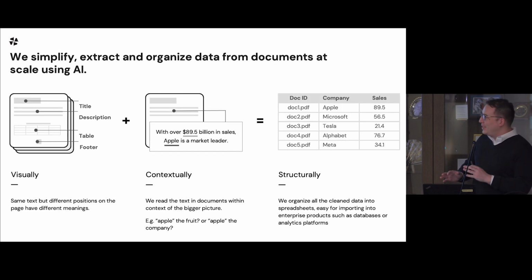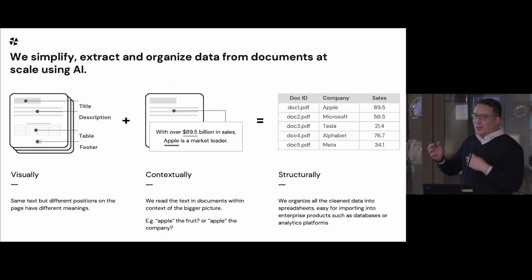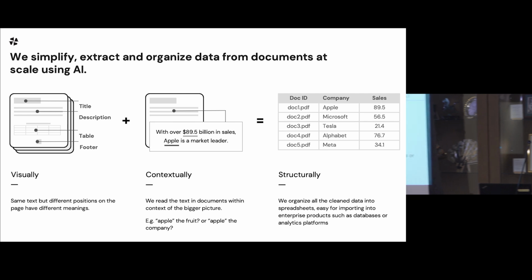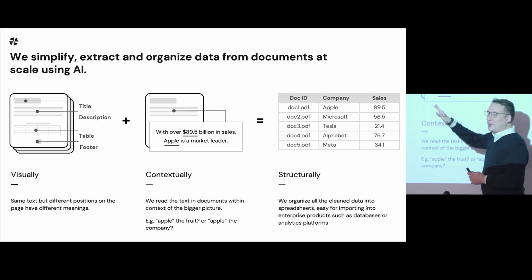So document intelligence is when you start off with a PDF file, a scan of some sort, and you have a document here with a title, a description, table, footer, some sort of content on the page. And so you can actually visually look at that and say, okay, yeah, I understand what the title is.